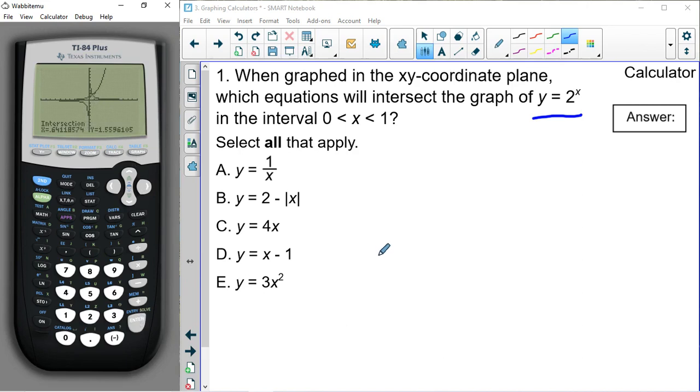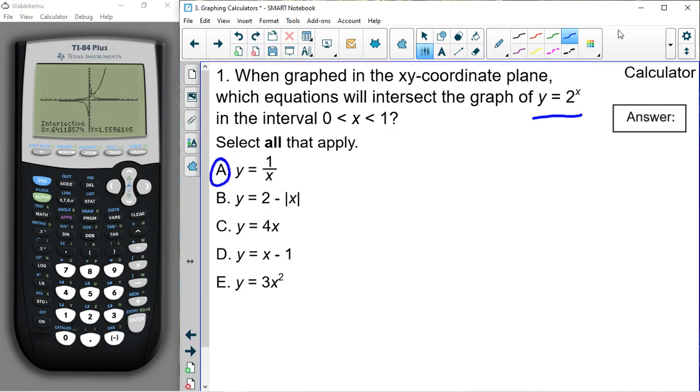As long as you only have two functions graphed at a time, you can just hit enter 3 times and it'll give you the intersection. So here we have an intersection with an x value of 0.64. That is in the interval we want. That's greater than 0, but less than 1. So A is going to be a correct choice here.